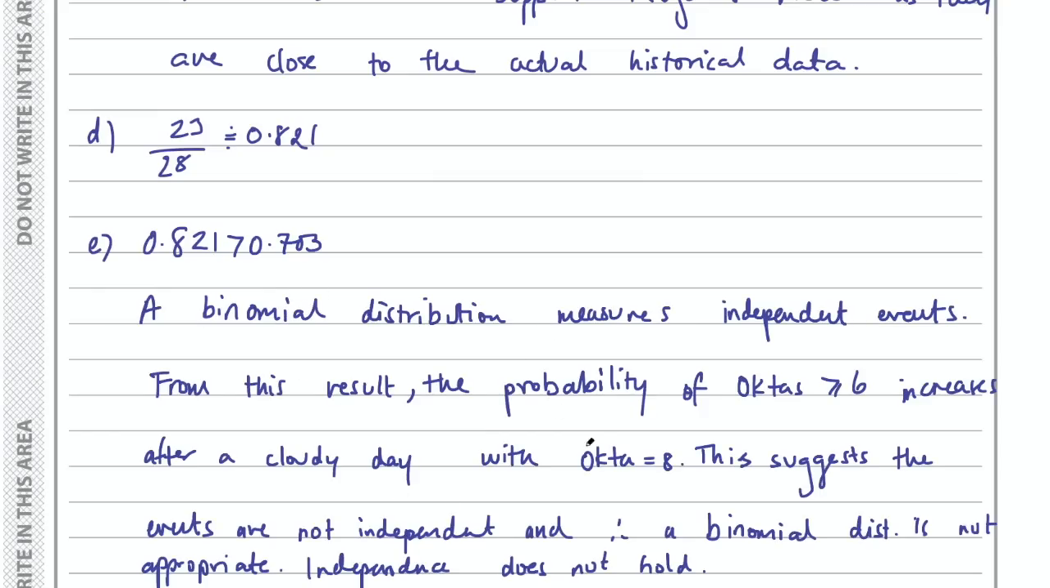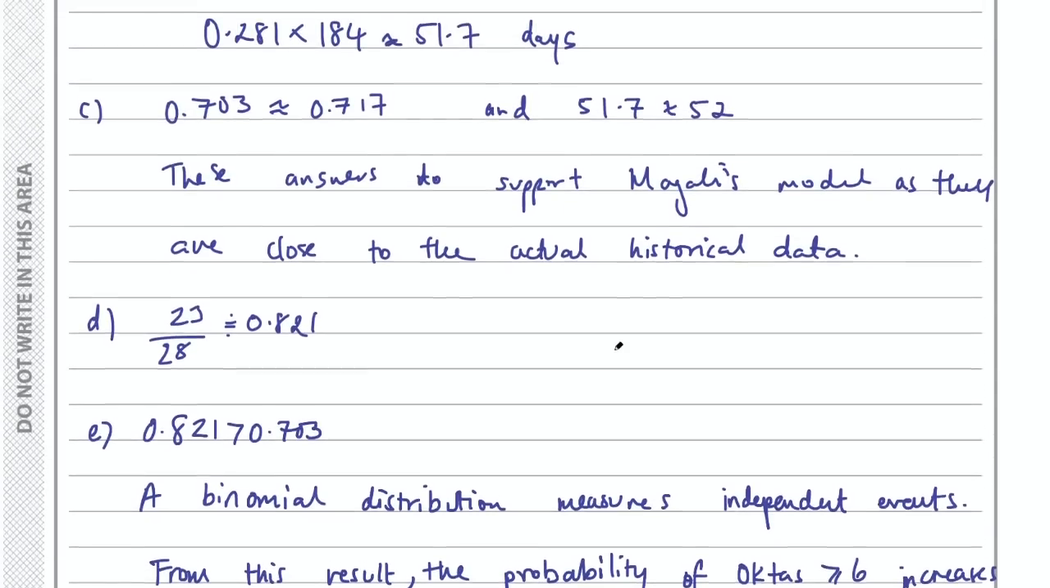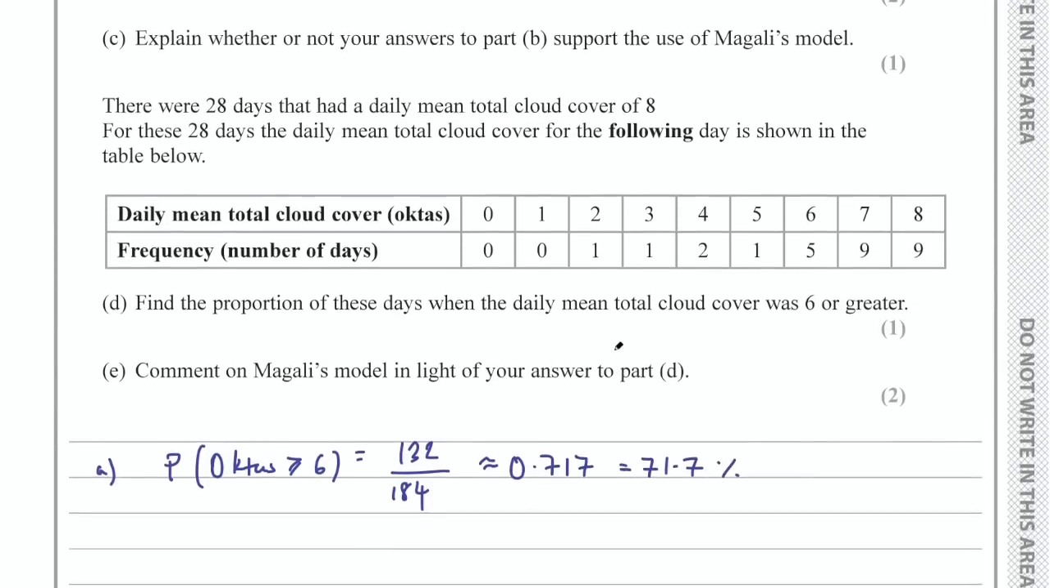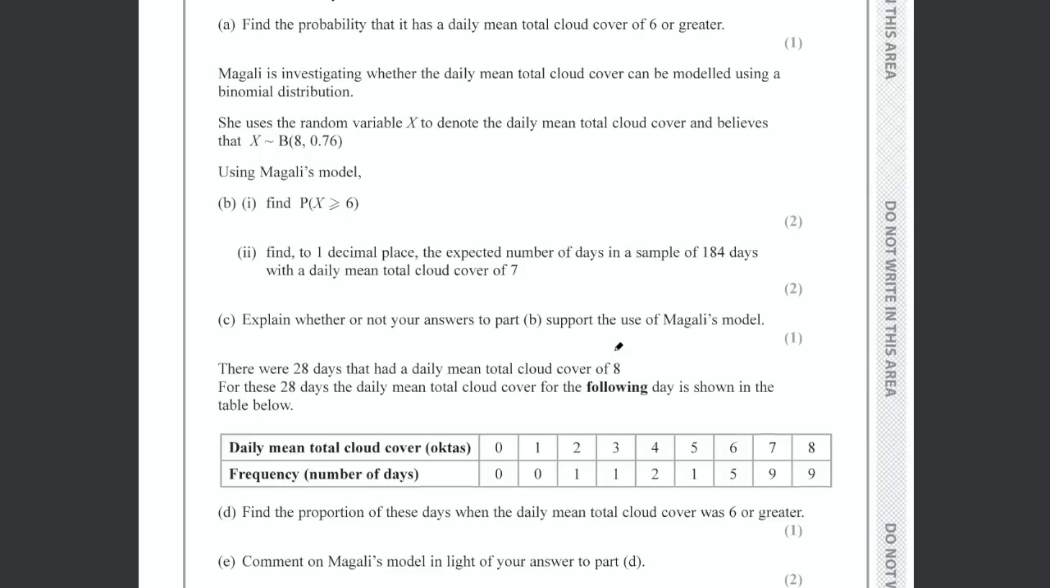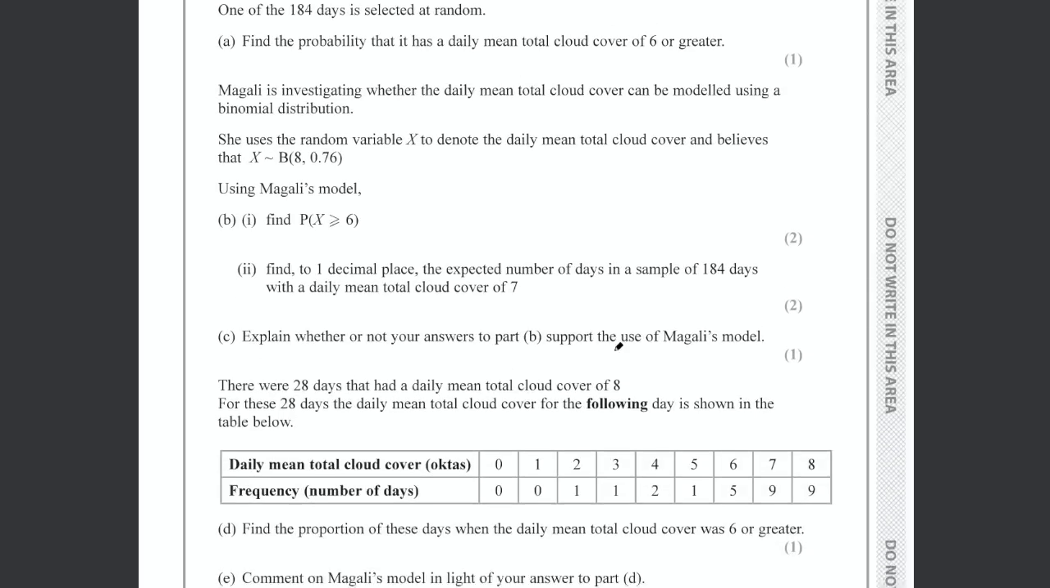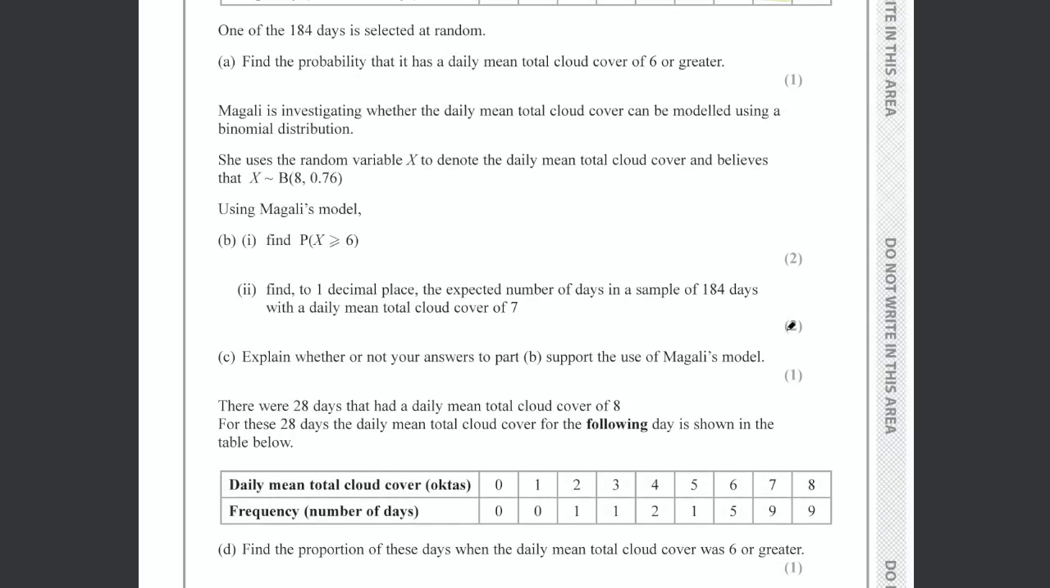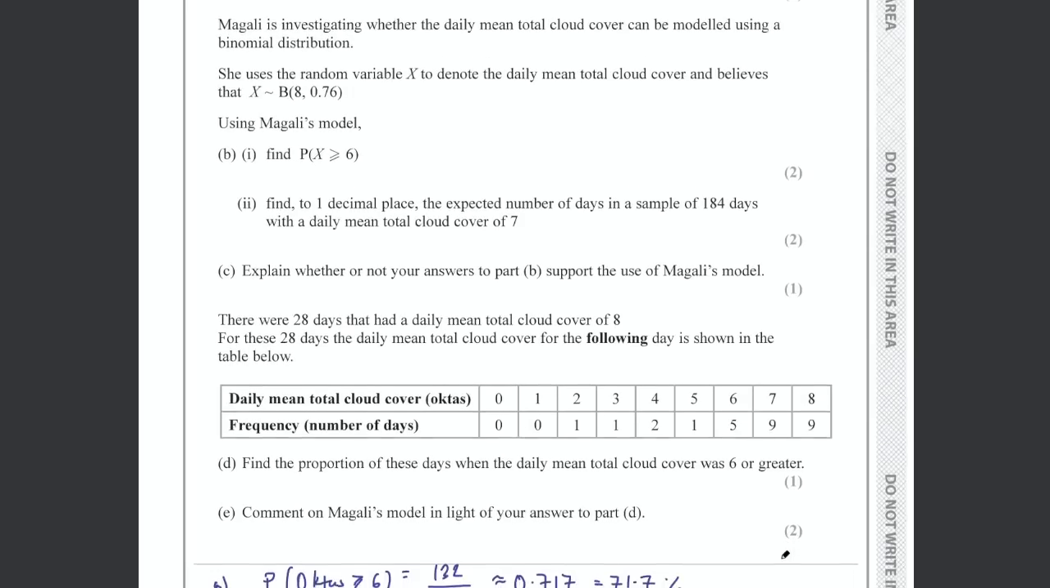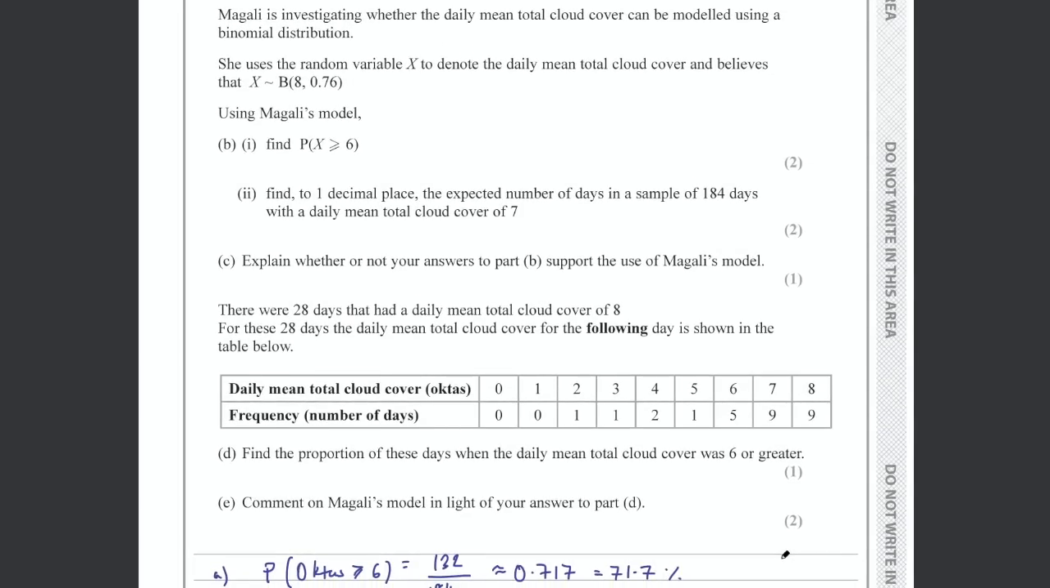So I've said a binomial distribution measures independent events. From this result, the probability of octas greater than or equal to 6 increases after a cloudy day with octa equal to 8. This suggests the events are not independent, and therefore a binomial distribution is not appropriate. Independence does not hold. Okay, that was my answer to part E, and that was question 4 for a total of 1, 2, 3, 4, 5, 6, 7, 8, 9 marks.